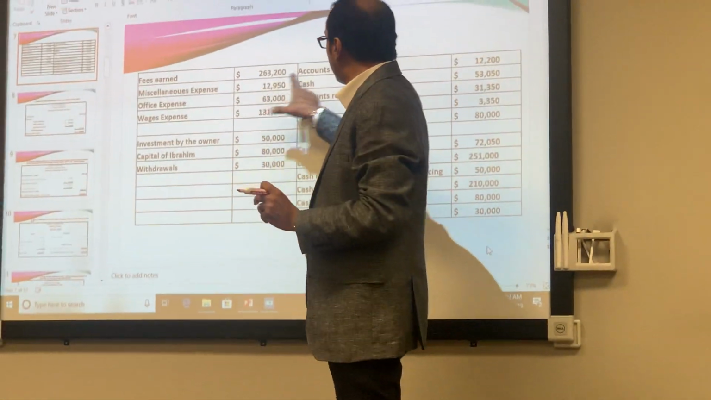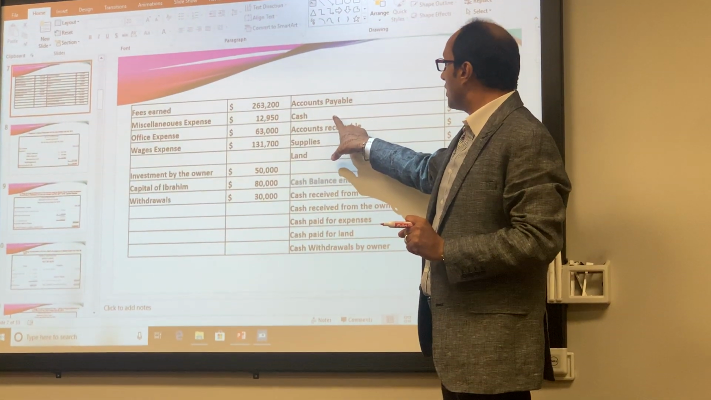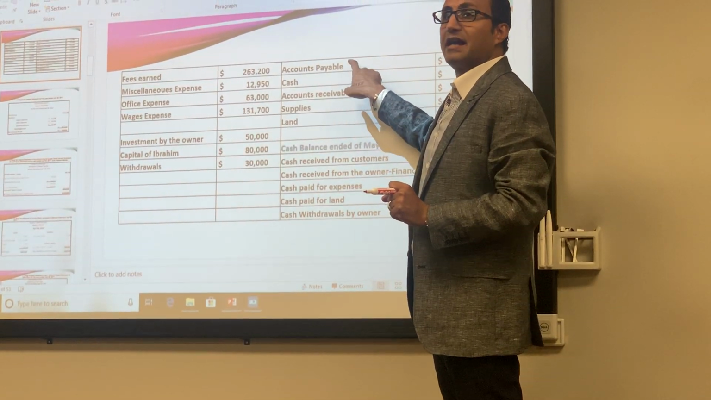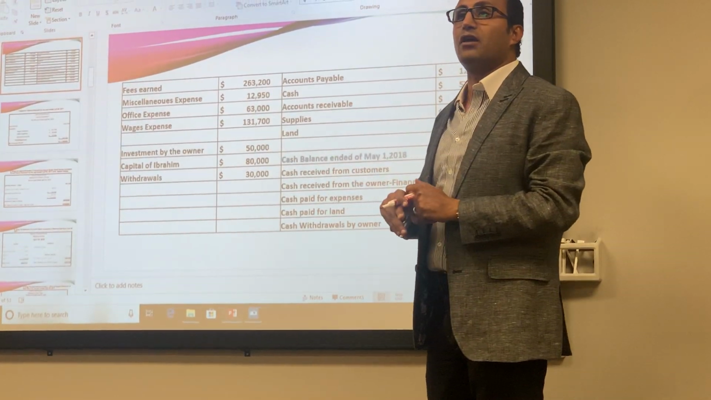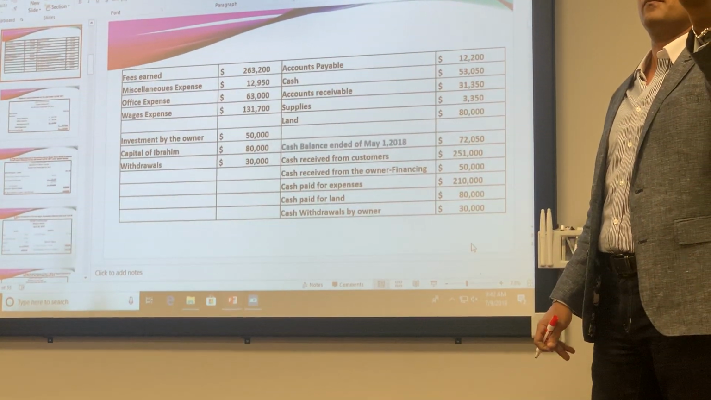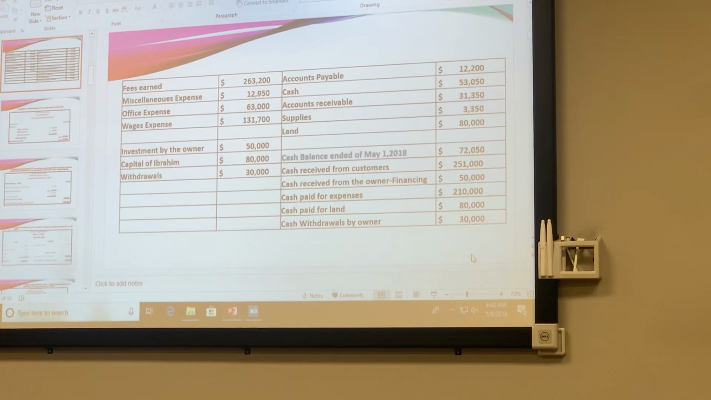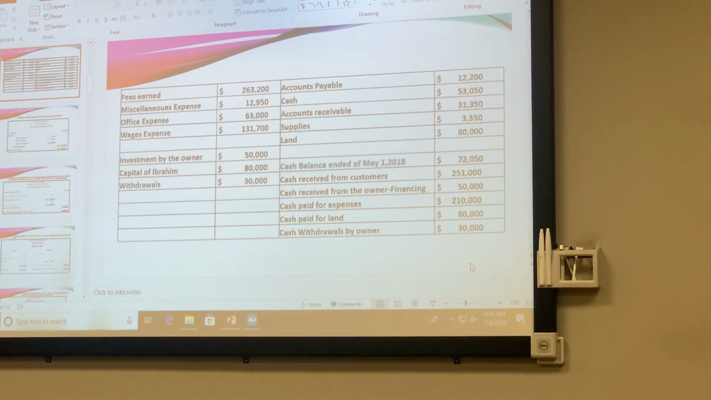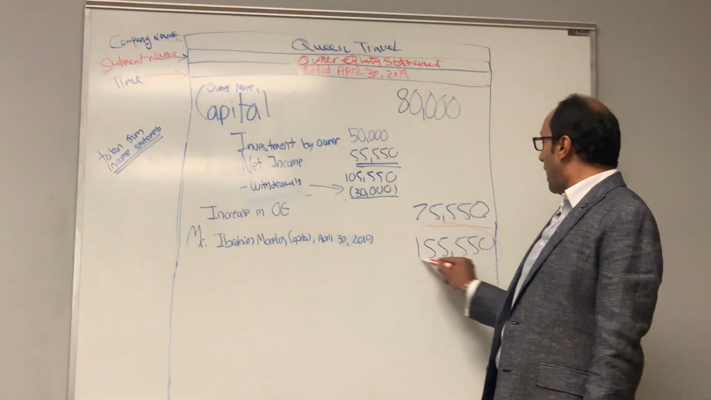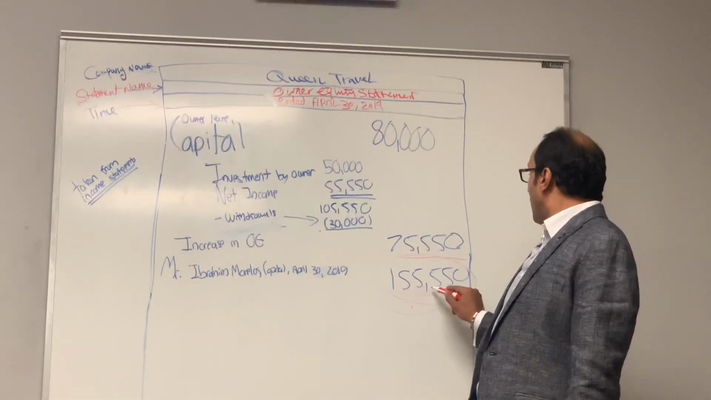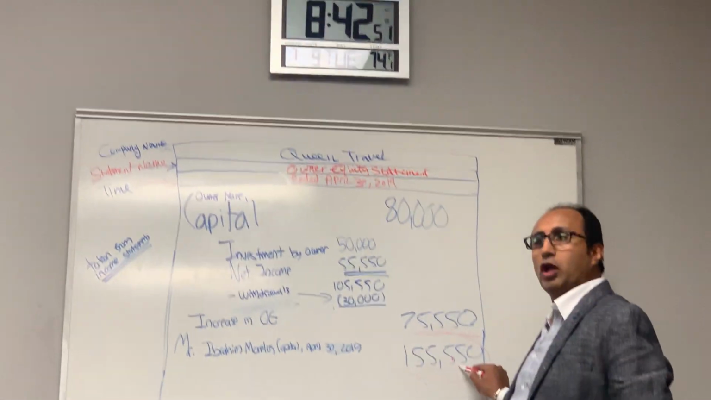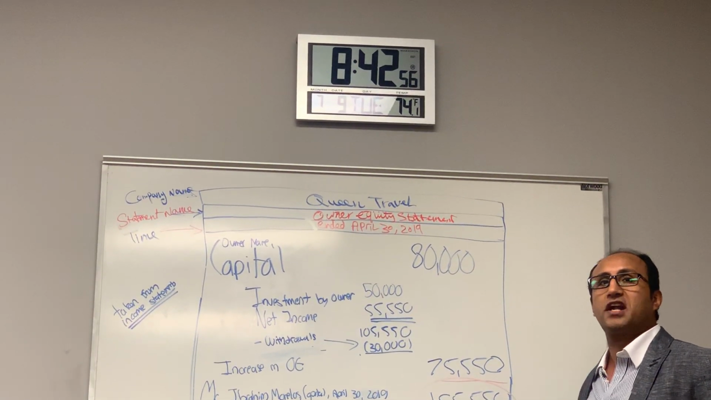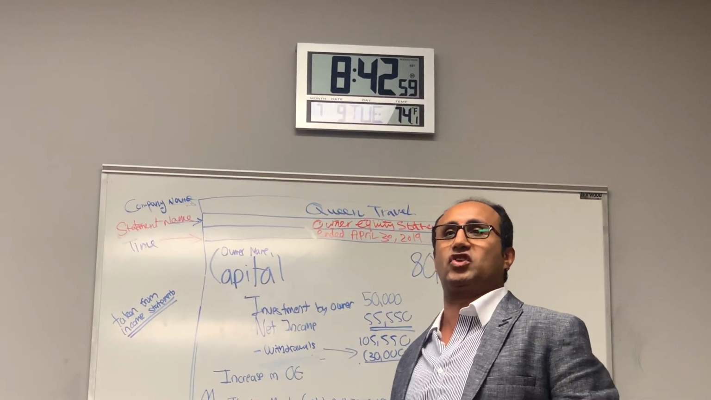Assets: we have cash, accounts receivable, supplies, land. We have liabilities as accounts payable, and we have owner equity. What owner equity do we have now? The number for owner equity is here: Mr. Ibrahim Marcus, capital, April 30, 2019, owner equity, $155,550. This is the owner equity number. You will use this number to build your balance sheet.